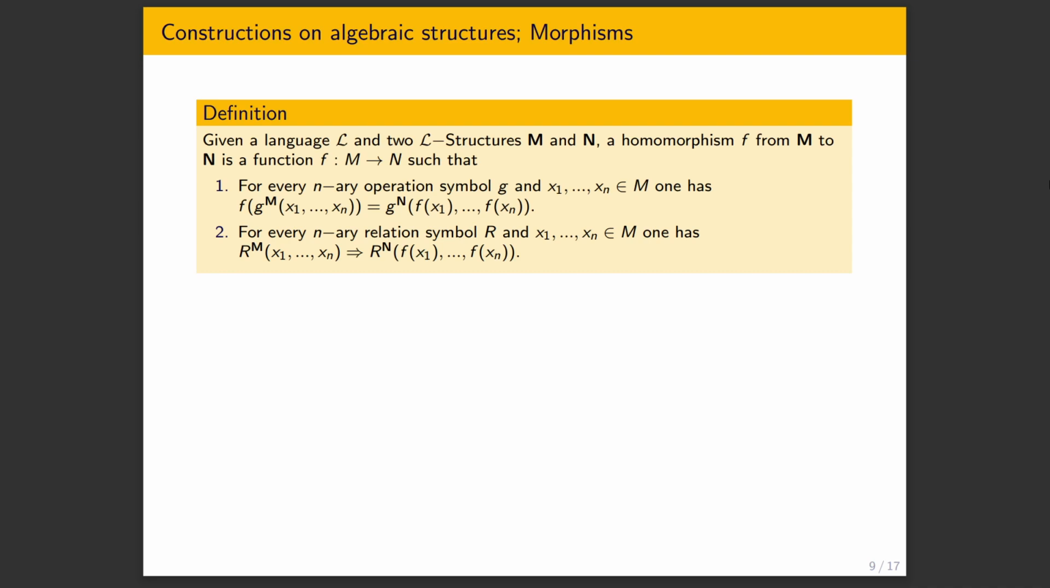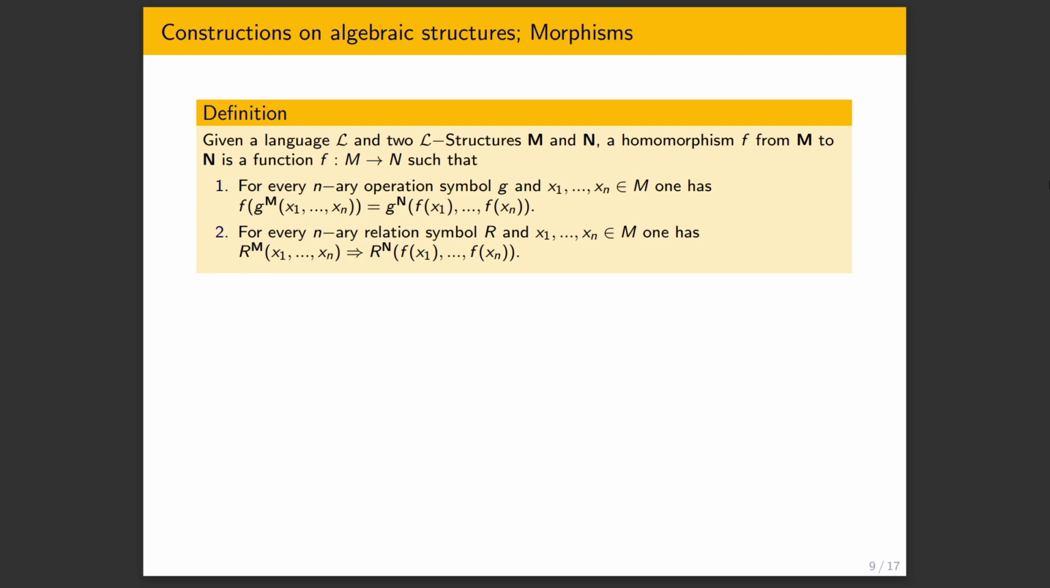A homomorphism between two L-structures, M and N, is just a function satisfying that we can switch around the order if we first do the function and then some operation g, or the other way around. And the same thing for relations, except now we have an implication: if we have a relation between x1 through xn in M, where M is the domain of the homomorphism, then this implies the relation holding in the codomain. And so this now defines what a homomorphism of structures is.